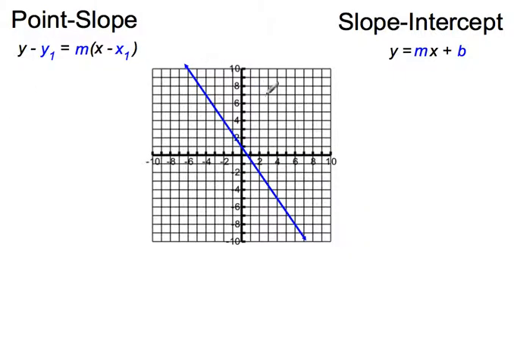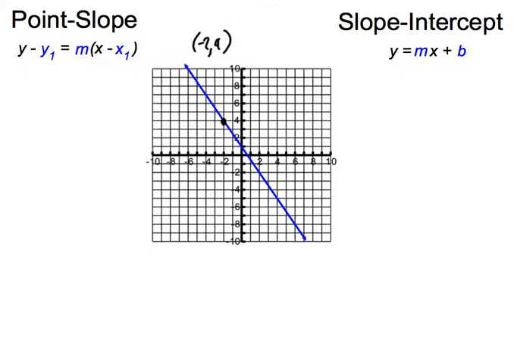Alright, so here we have a line, and our goal is to write it in both point-slope form and slope-intercept form. In order to figure out the point-slope form equation for this, we would need to pick a point on the graph. We want to pick one that is very obviously a point on the graph. So why don't we choose this one, which looks like it's dead on right here, which is -2, 4. So we're going to use the point -2, 4.